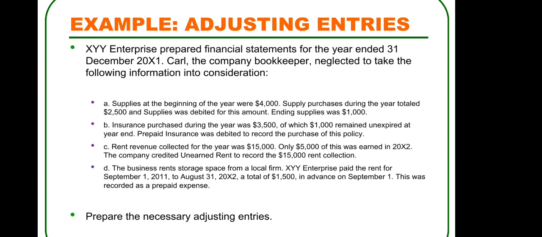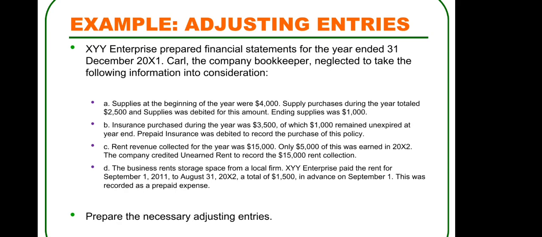Okay, and then see scenario D. The business rents storage space from a local firm. XYY Enterprise paid the rent for September 1st, 2000x1 to August 31st, 2000x2, a total of 1,500 in advance in September. This was recorded as a prepaid expense. Okay, the business rents storage space, so this is an example of a prepaid expense. Adjusting entry for prepaid expense.